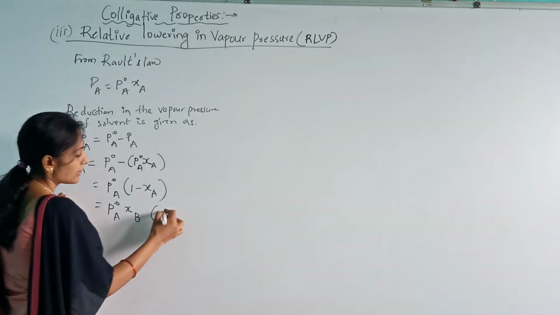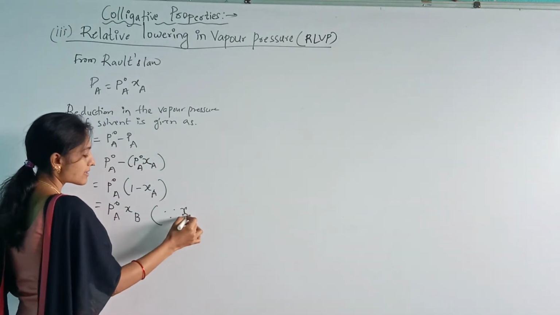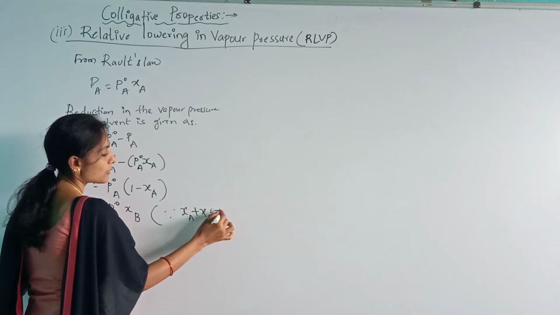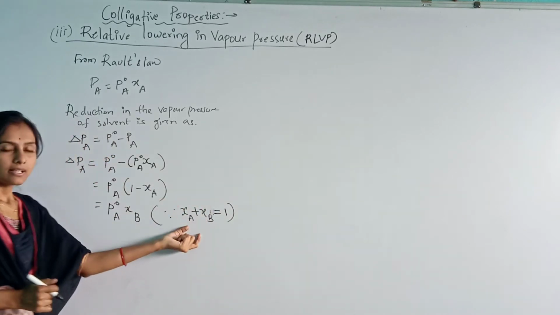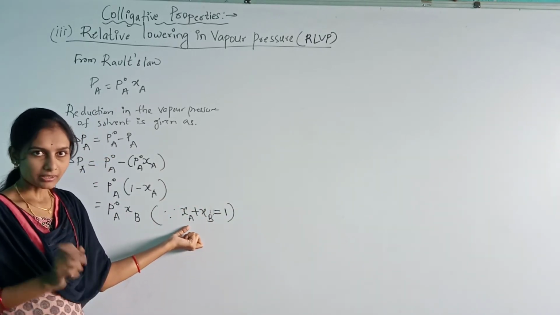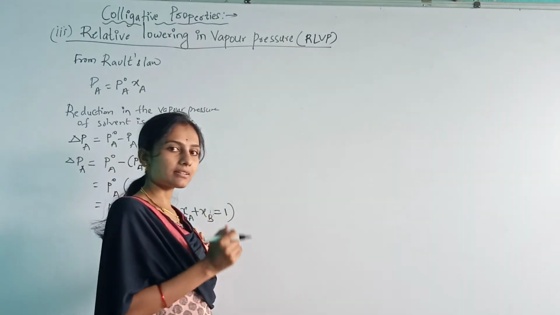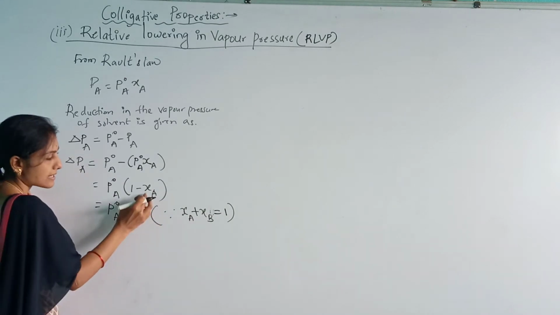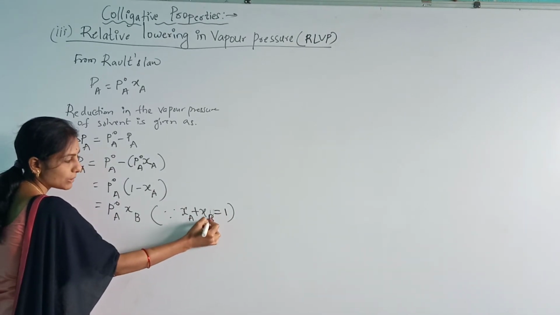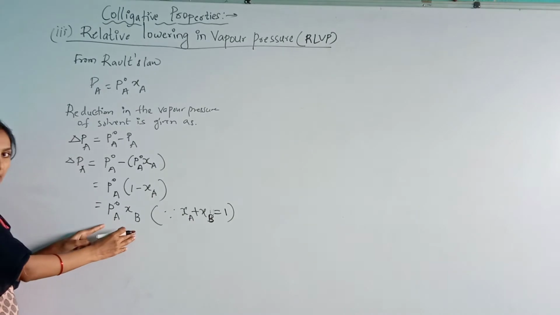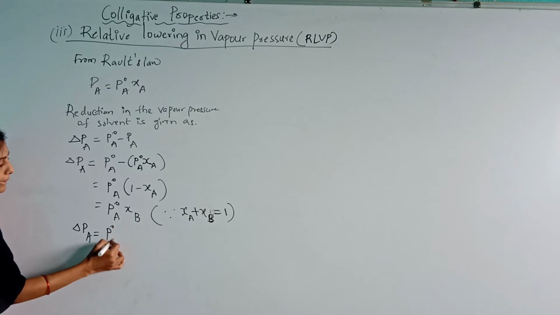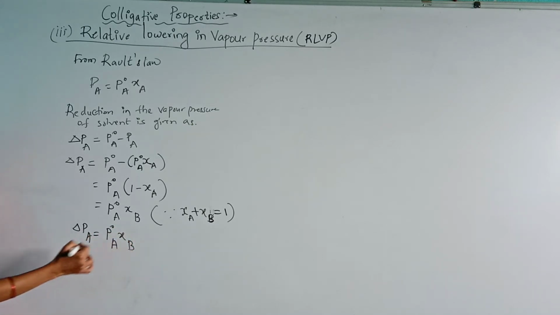How? Because we know that XA plus XB equals 1. This is from the mole fraction: the sum of the mole fractions of all components in a solution is always 1. So 1 minus XA is XB. Now I can write delta PA = P naught A into XB.